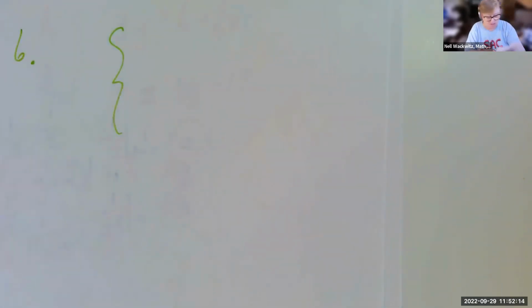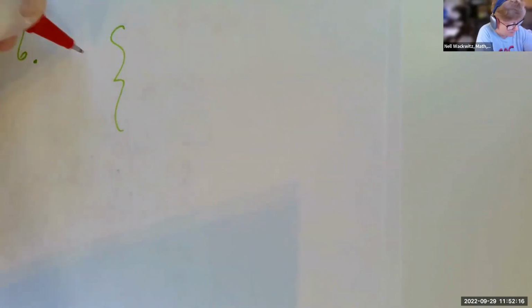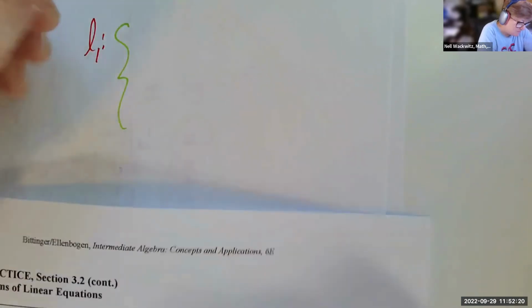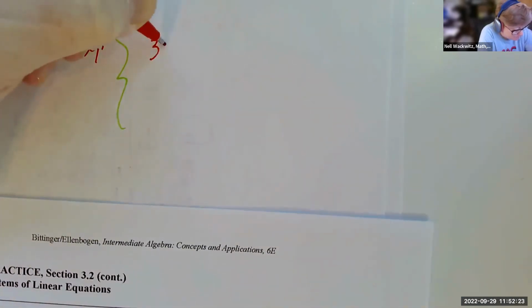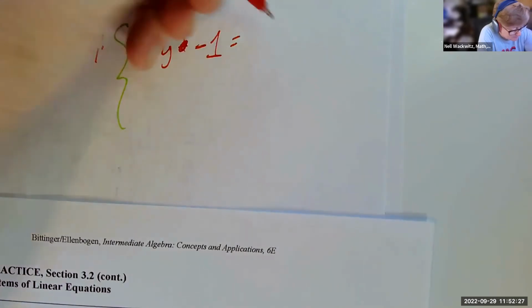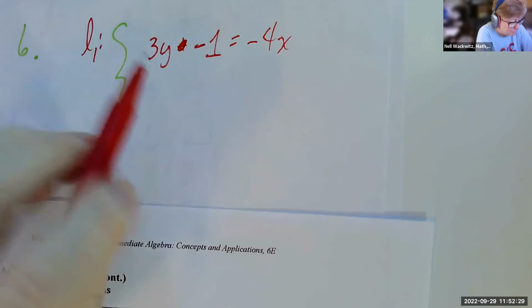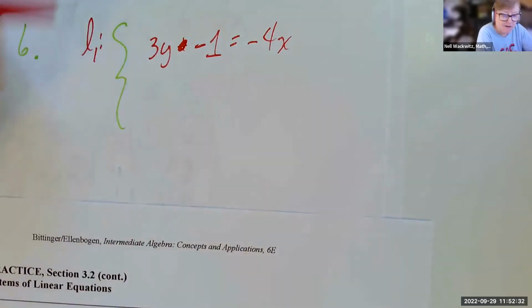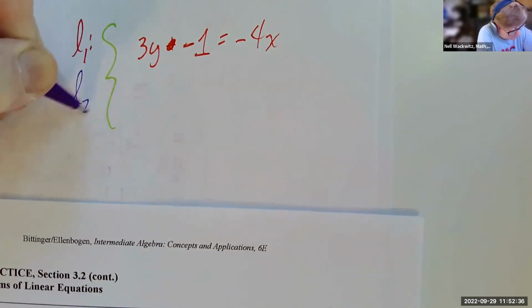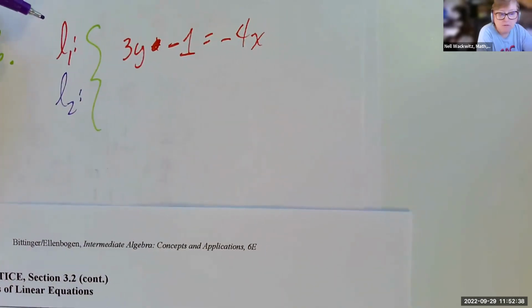Right, number 6. What's that noise? I love your markers. 1 equals negative 4x. Wait, and don't tell me. Pardon? Oh, I said don't tell me. I want to do it.